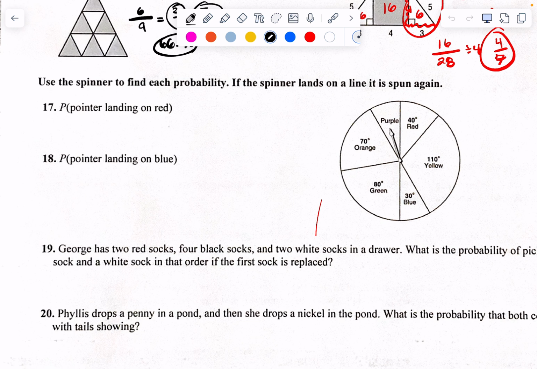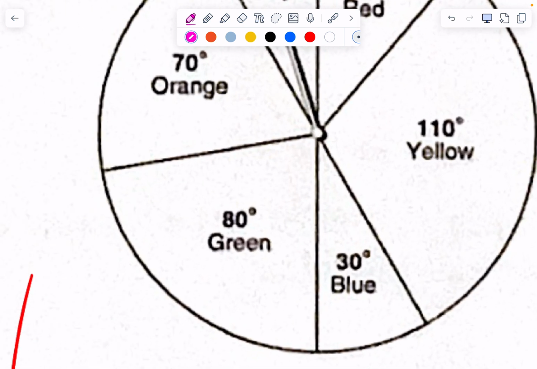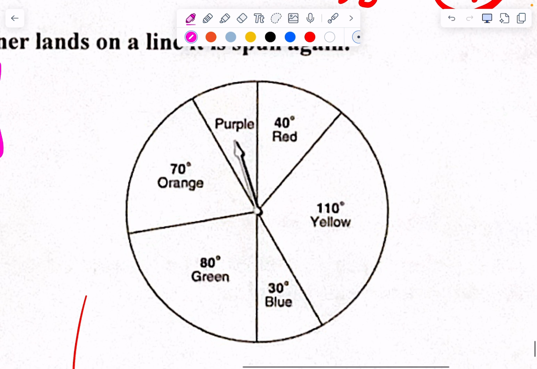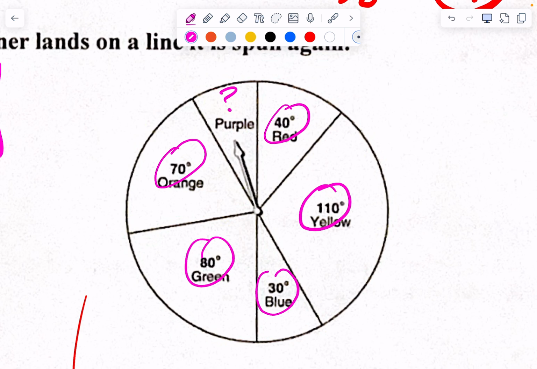This one says pointer landing on red. Red is 40 degrees out of a total of how many? 360. So to reduce that, I can cross a 0 off, and 4 over 36 is 1/9. What if the spinner lands on purple? What's the chances of the spinner landing on purple? How do I find that? Yeah, I would add all these, subtract from 360, and figure out what purple is, right? Does that make sense?